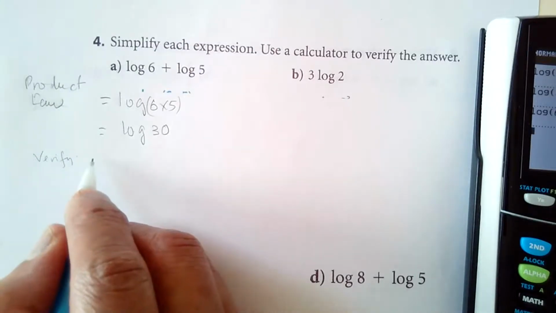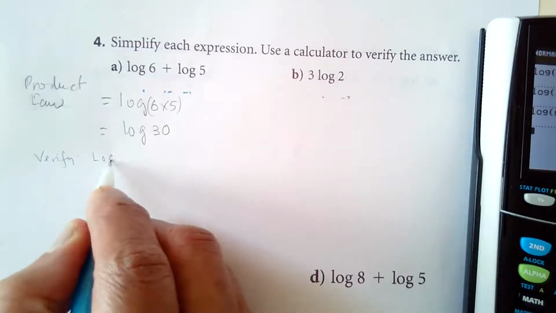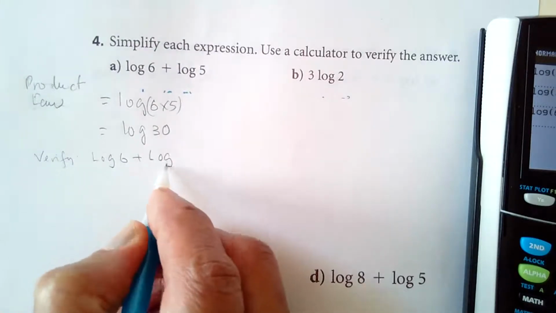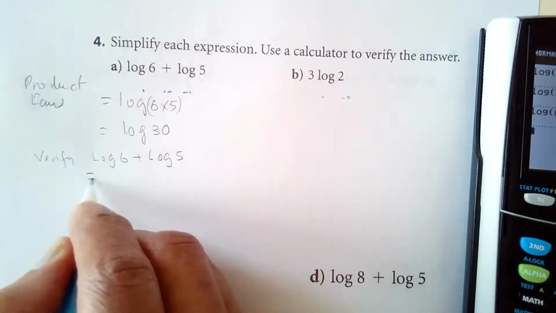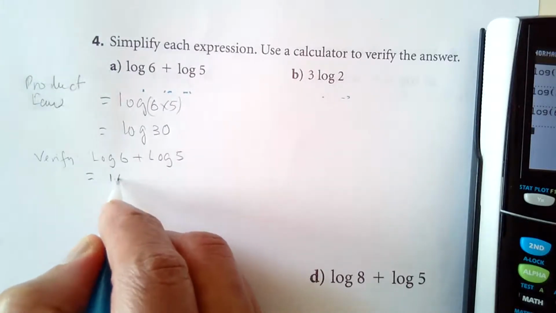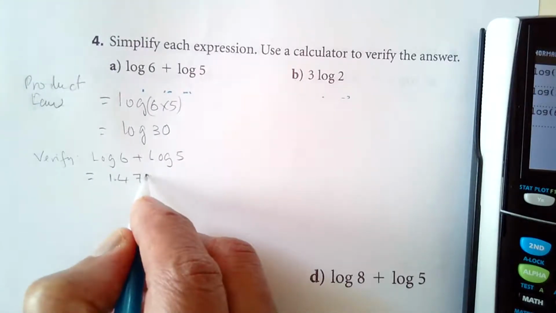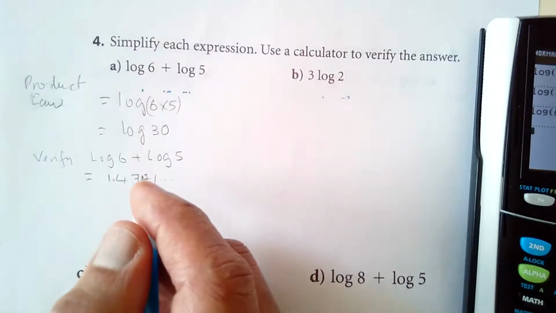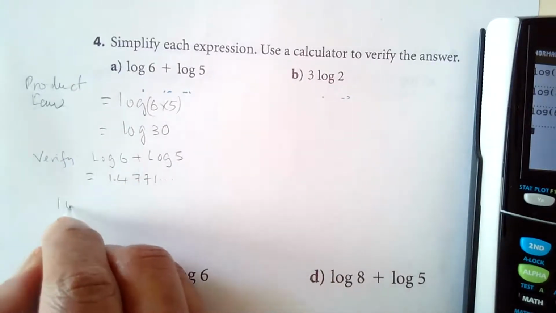So verify using the calculator, we have log 6 plus log 5 is equal to 1.4771 and so on. And log 30 is the same thing.